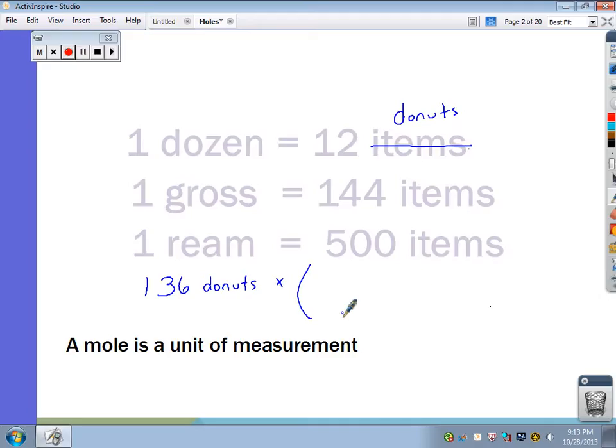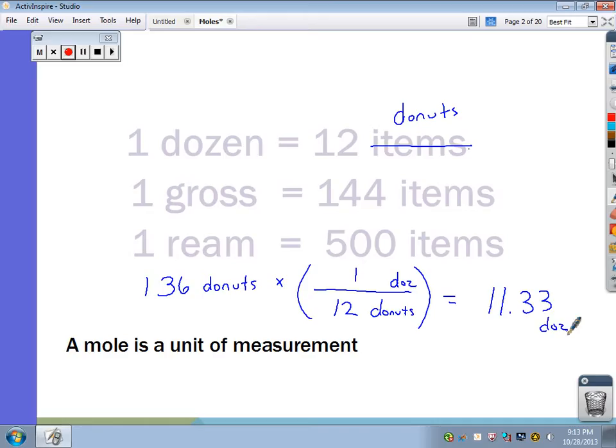Well, you can do it this way. I'm going to put the word donuts down here, and the word dozen up top. And we all know that in 1 dozen, there are 12 donuts. And so, on my calculator, I'm going to take 136 times 1 divided by 12, and that's going to equal 11.33 dozen.